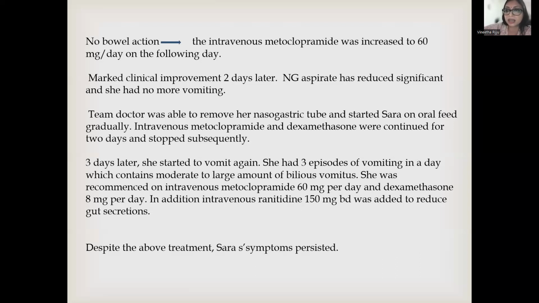So you think we should have just stopped it? Three days later, she started vomiting again. She had 3 episodes of vomiting in a day, with moderate to large amounts of bilious vomitus. She was recommended IV metoclopramide 60 milligram per day and dexamethasone 8 milligram per day, and ranitidine 150 milligram BD was added to reduce the gut secretions. So why did she develop these symptoms again so quickly?